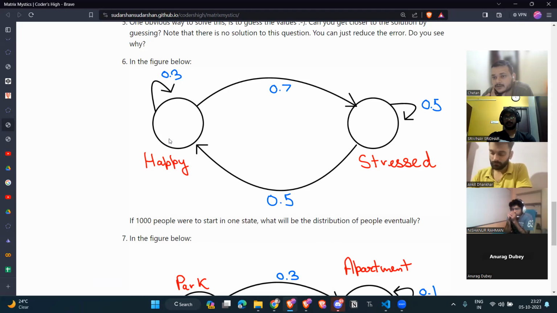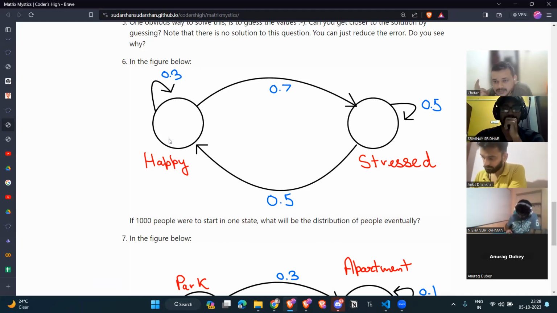Now 0.3 of them will remain happy. That is 90 will remain happy, but 210 will become stressed. But for the stress, already there were 700 people as stressed. 0.5 of them will remain stressed, and 0.5 of them will move to being happy. So that's 350 will remain stressed, and 350 will become happy again. So for happy, that's 350 plus 90, and for stress, that's 350 plus 210 from the happy. So that's the third step.